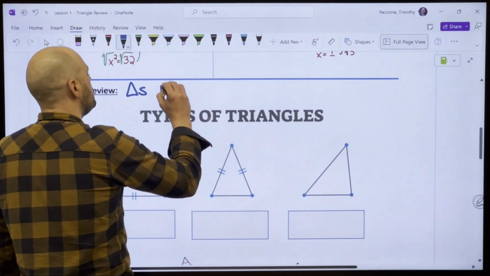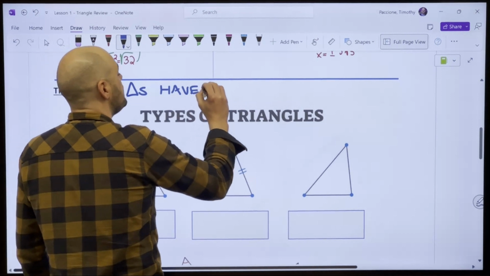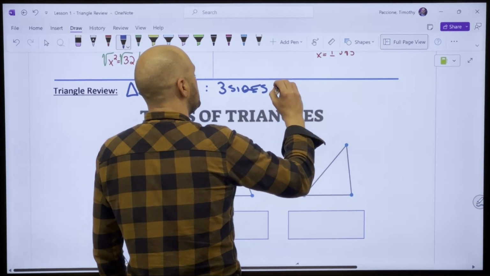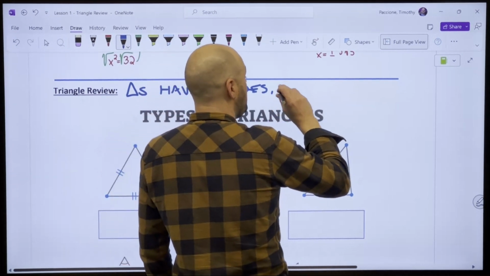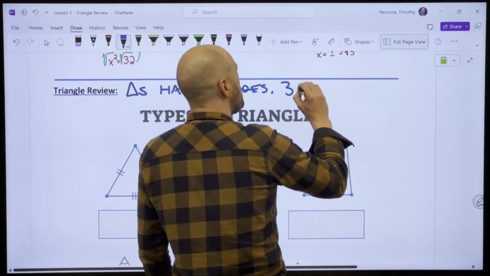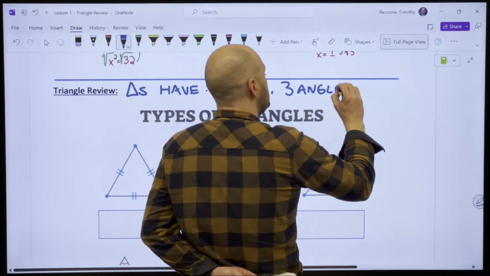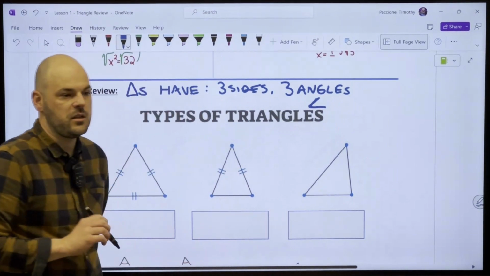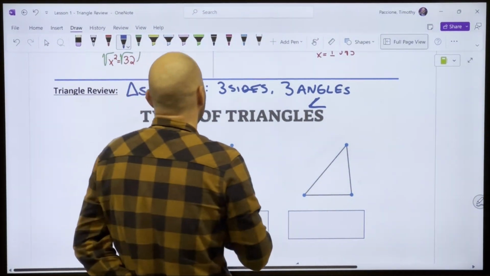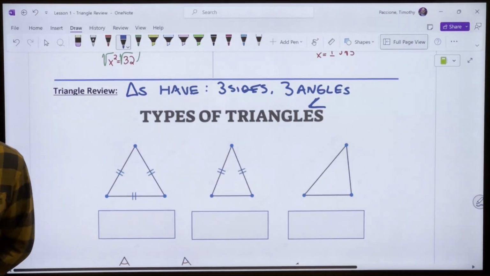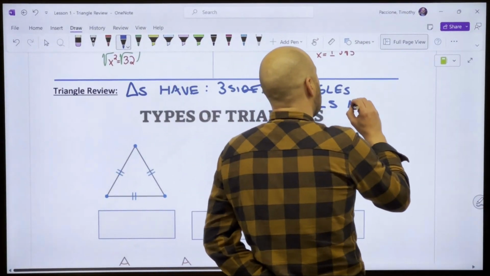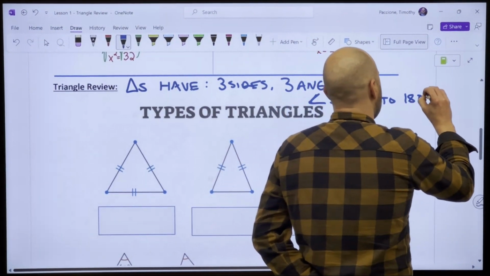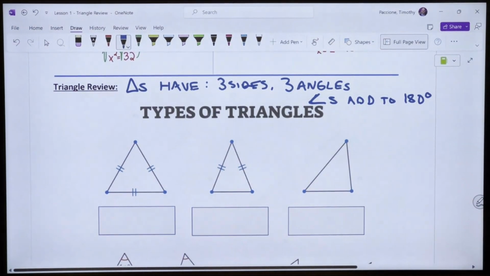Triangles have 3 sides. What else? The angles add up to 180. So how many angles? 3 angles. And we use this little mini angle symbol to represent an angle. By the way, we use a little tiny triangle to represent a triangle, right? And the angles add to 180 degrees. And we put a little tiny circle to show degrees, right?